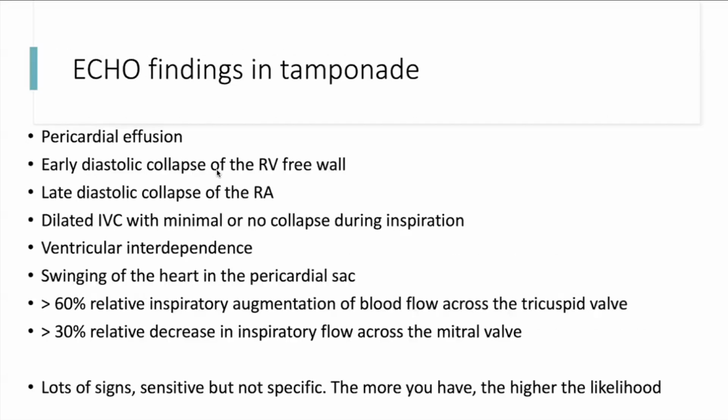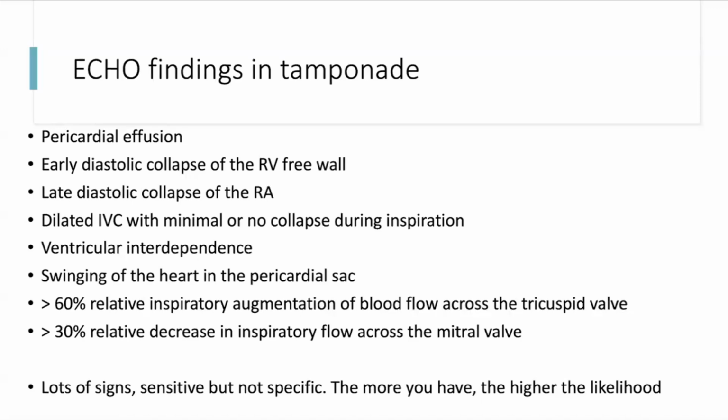So what are the echo findings of tamponade? With tamponade, there are so many signs, but they're not very specific. So you need more than one sign to be able to diagnose tamponade. So you can see pericardial effusion, early diastolic collapse of the RV, collapse of the RA, dilated IVC with minimal or no collapse during inspiration.